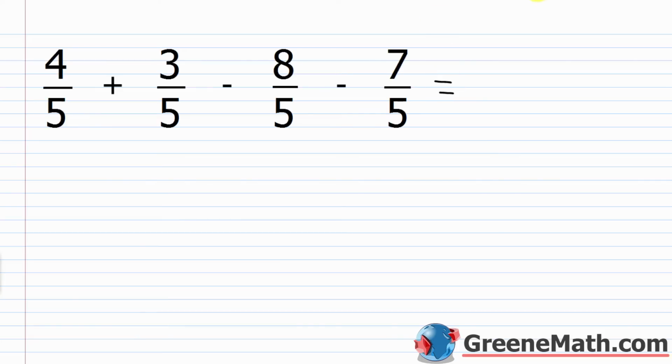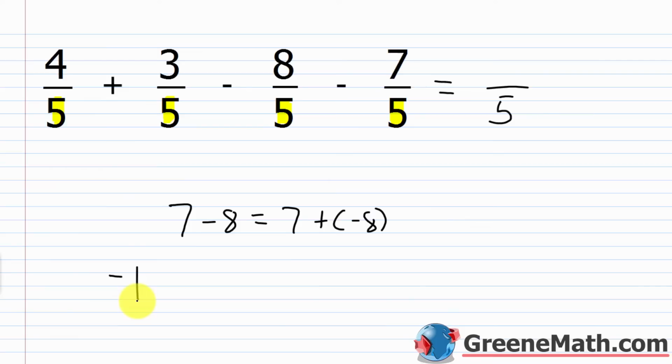So again, we have a common denominator of 5. So when we write our answer, the denominator will be 5. Now we just go through and perform the operations with the numerators, and we work left to right. Remember your order of operations, we work left to right with addition and subtraction. So we do 4 plus 3, that's 7. Then 7 minus 8, you can think of as 7 plus negative 8. Of course, the answer would be negative. And you would do 8 minus 7, that's 1. So you get negative 1.